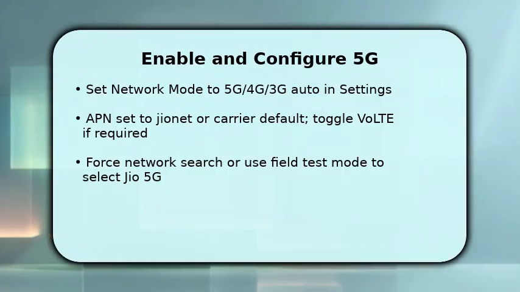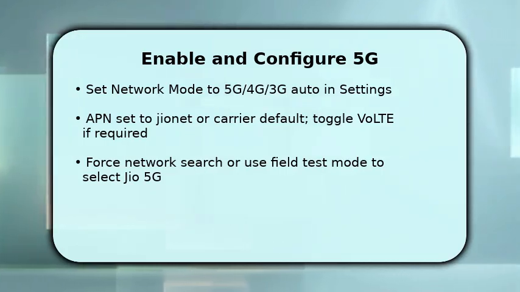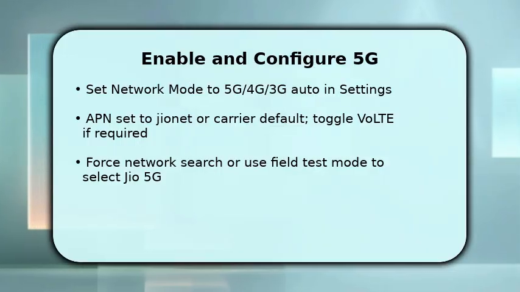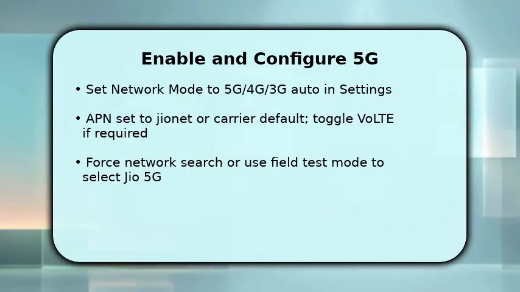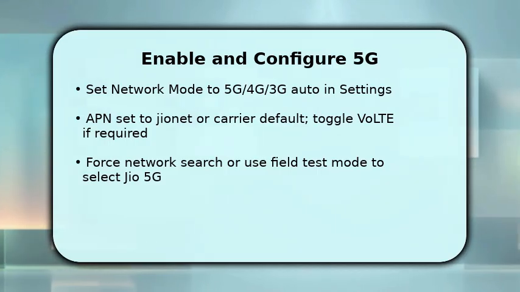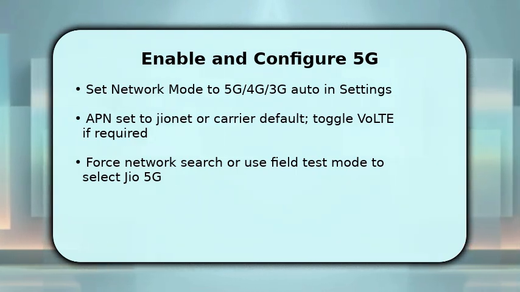In network settings, choose 5G/4G/3G auto so fallback remains available. This prevents data loss if 5G signal fluctuates. Make sure APN is Jionet or Jio's default, and VoLTE is enabled because voice over LTE often matters for 5G registration. Once done, perform a manual network search or use the phone's field test mode to prioritize Jio's 5G cell. This helps when automatic selection struggles.